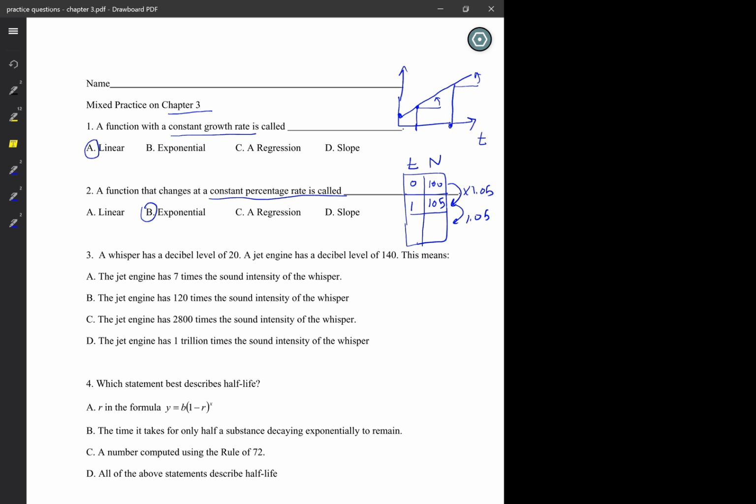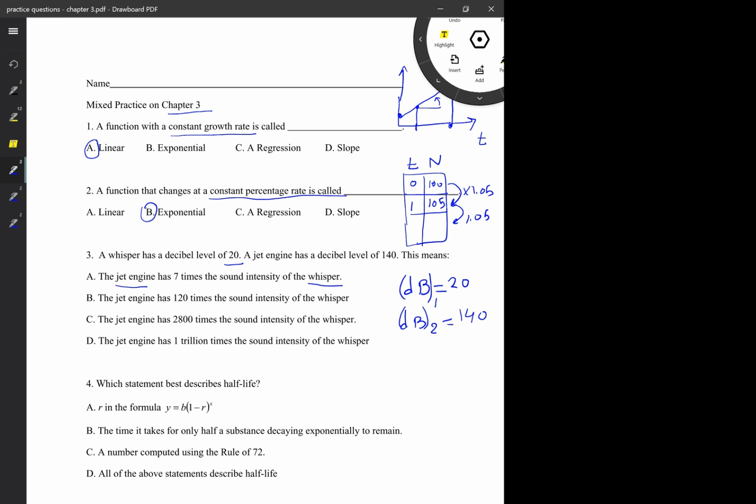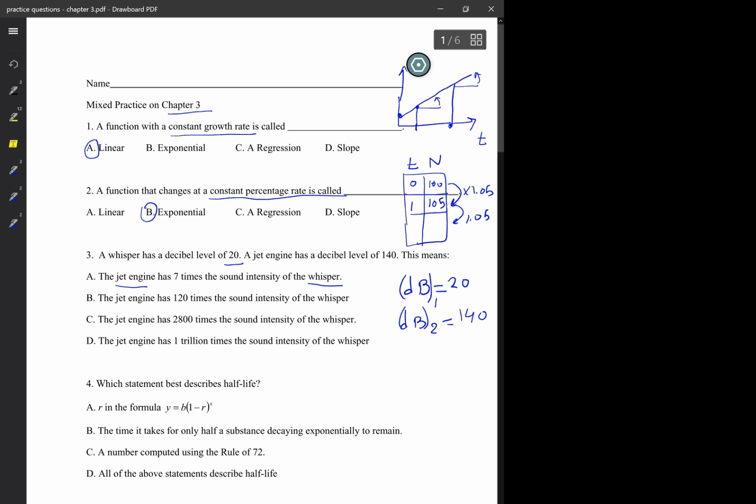Number three: a whisper has a decibel level of 20. This is the decibel level for a whisper, which is the first case. A jet engine has a decibel level of 140. So the decibel level of another entity, the jet engine, is 140. In this question they are comparing the jet engine with respect to the sound intensity of the whisper. They are looking at the sound intensity.